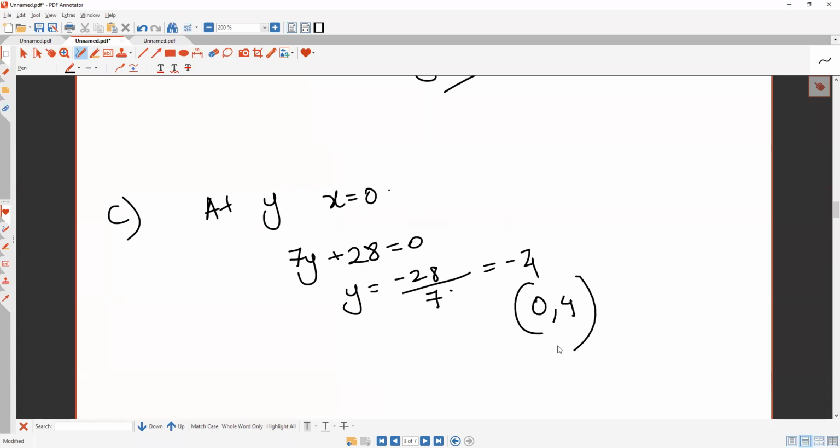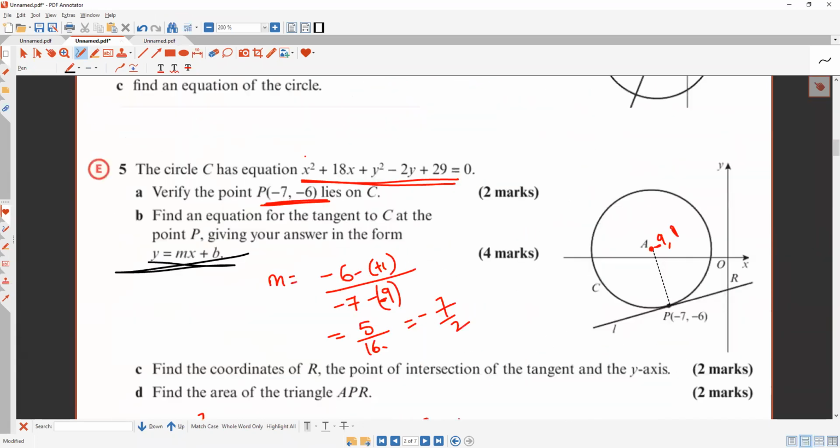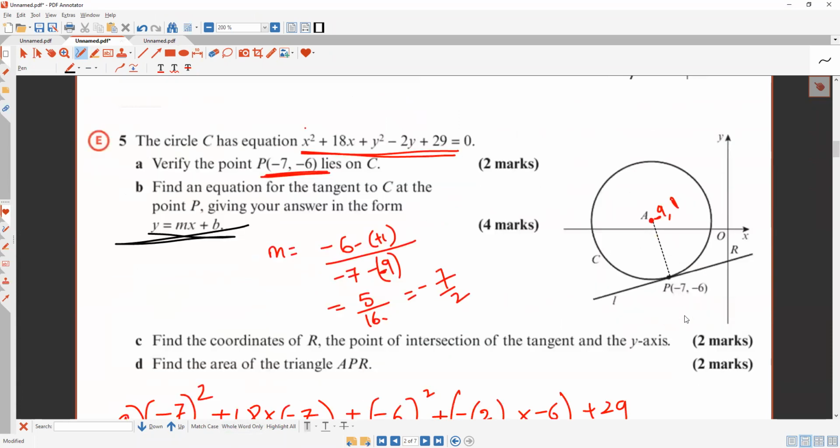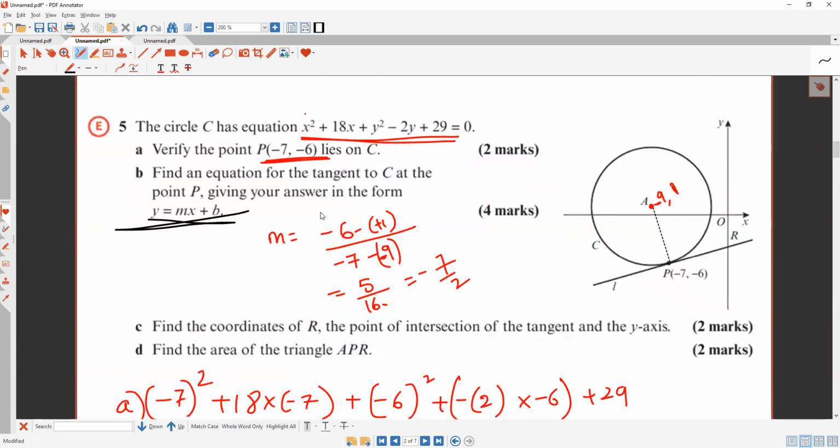Now they said find the area of the triangle APR. Okay, A I know, P I know. Now I need to know the R also. Okay, so what is it by the way? 0, minus 4, APR. Let's say my R is somewhere over here. Okay, here, this is my R.